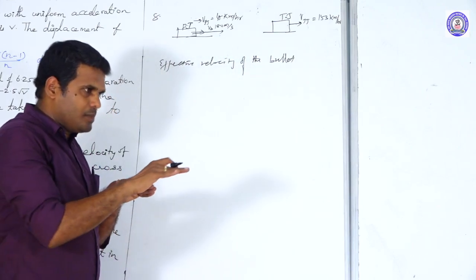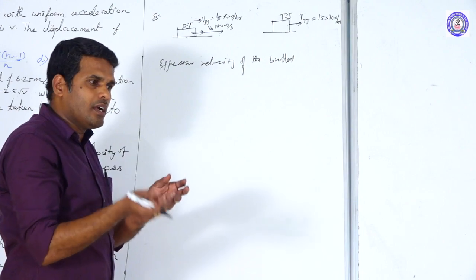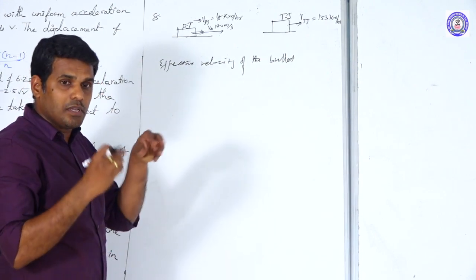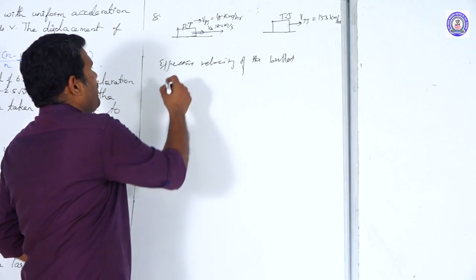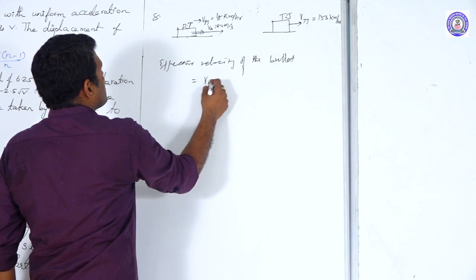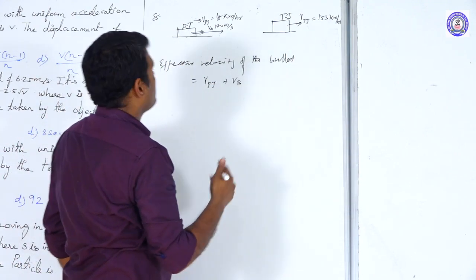Because the police jeep is moving, the bullet is also moving with it. So the bullet possesses an effective velocity, meaning the velocity of the police jeep plus the velocity of the bullet. So the effective velocity of the bullet is the sum of the velocity of the police jeep plus the velocity of the bullet, or speed of police jeep plus speed of bullet.